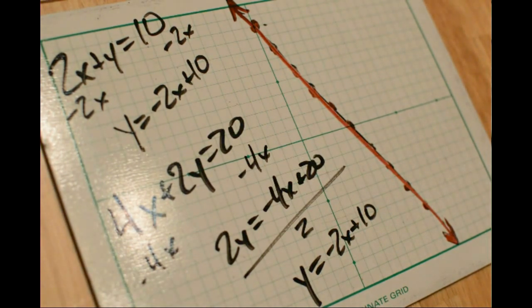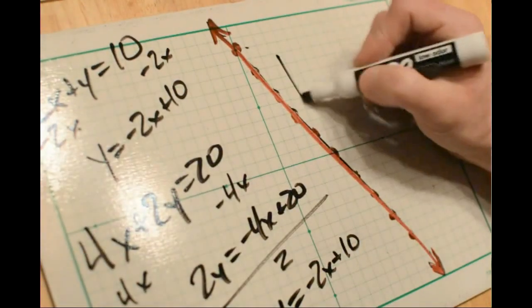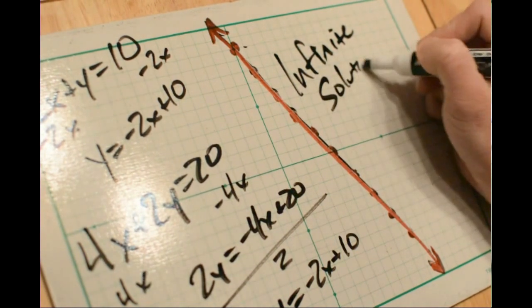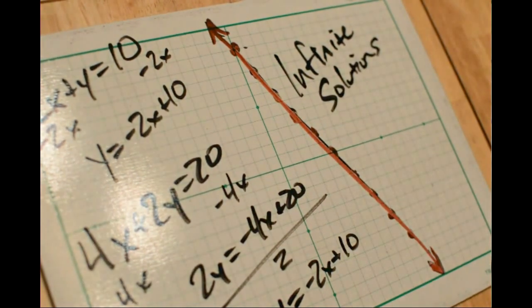When we solve a system graphically, we're looking at where these two lines intersect. Well, these two lines intersect absolutely everywhere. There is an infinite number of solutions. This system has an infinite number of solutions because those lines intersect everywhere.